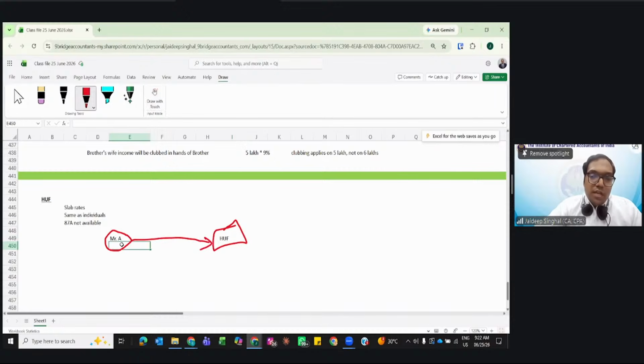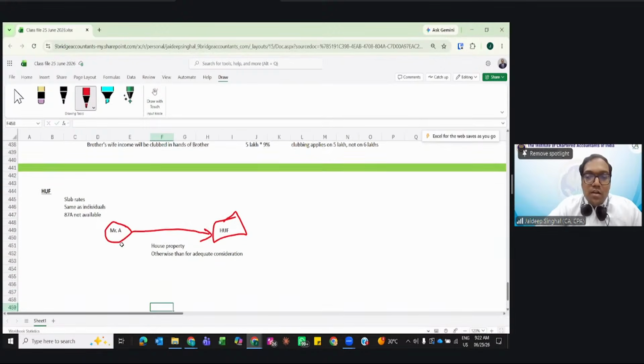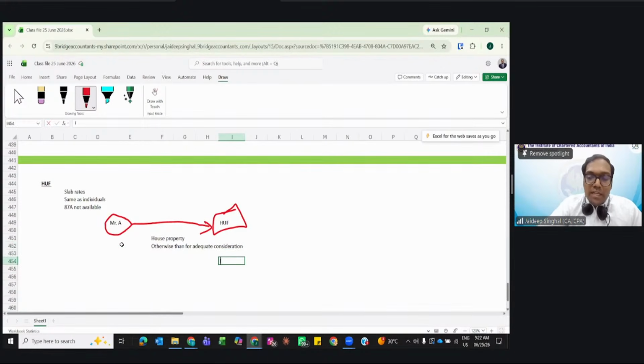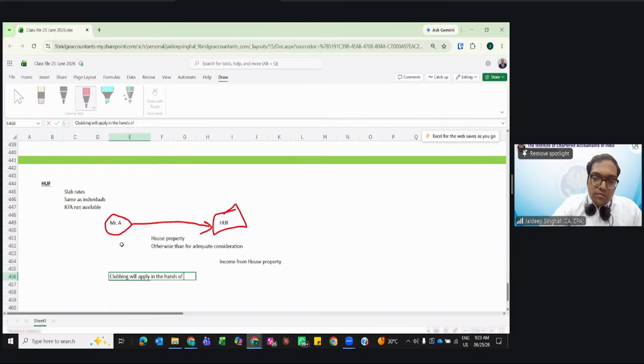Now, an individual gives a house property to the HUF, otherwise than for adequate consideration, that is, for inadequate consideration. Now, HUF will have income from house property. Here also the clubbing will apply, clubbing will apply in the hands of Mr. A. Clear?